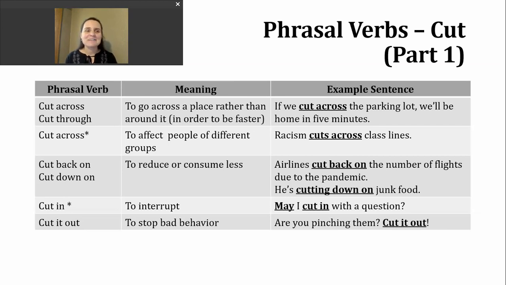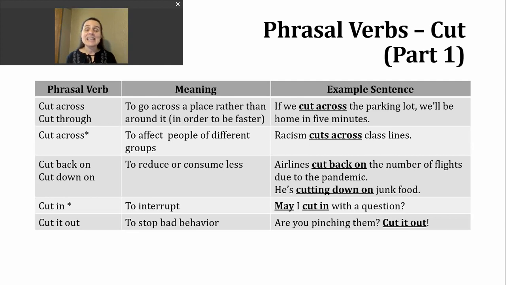Let's move to the next phrasal verb. And again, I grouped two together that have pretty similar meanings, and that's to cut back on or cut down on. And both of these can mean to reduce or to consume less. I've got two examples of this. Airlines cut back on the number of flights due to the pandemic. Another example, he's cutting down on junk food.